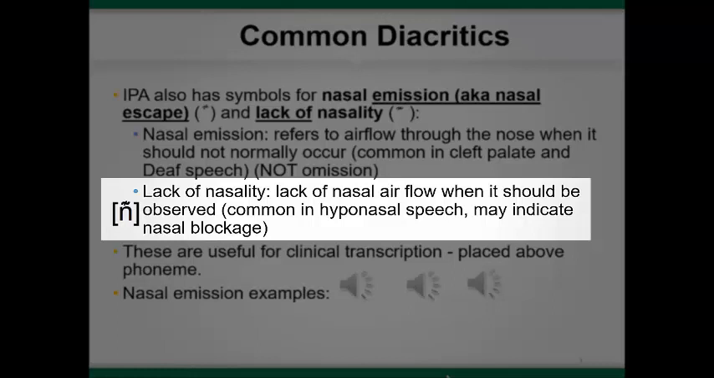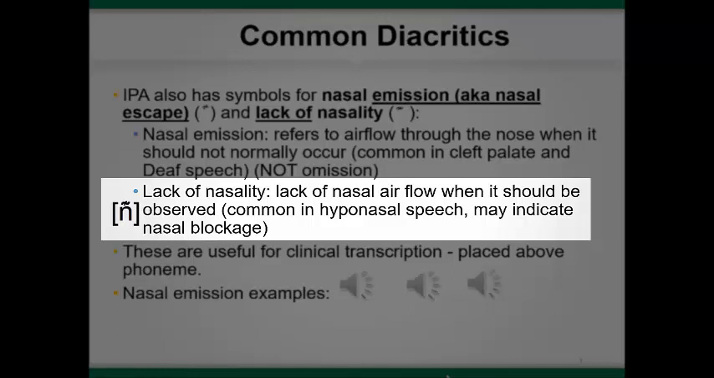Again, if you think a stop completely substitutes for a nasal, then just transcribe the stop. But if the phoneme is in between a stop and a nasal, you can use the lack of nasality diacritic. We transcribe lack of nasality by using the tilde that we used for nasalization over the phoneme, and then putting a slash through it to indicate the expected nasality is not present.